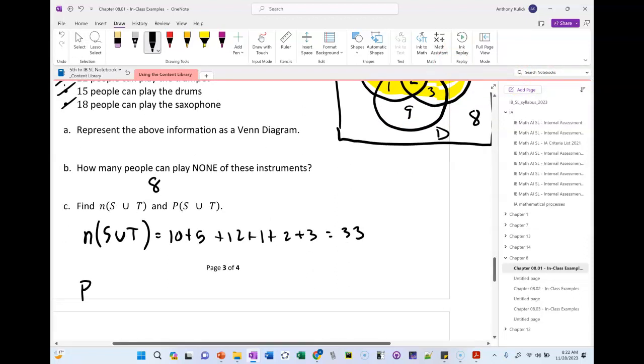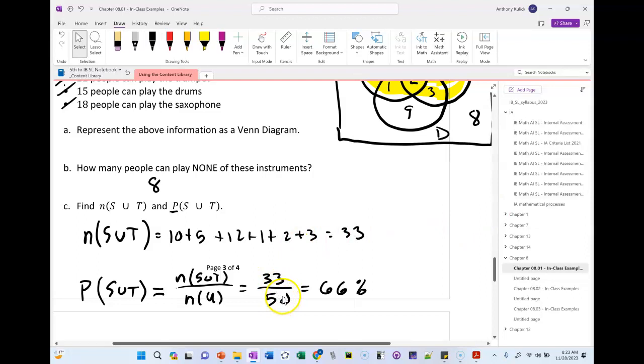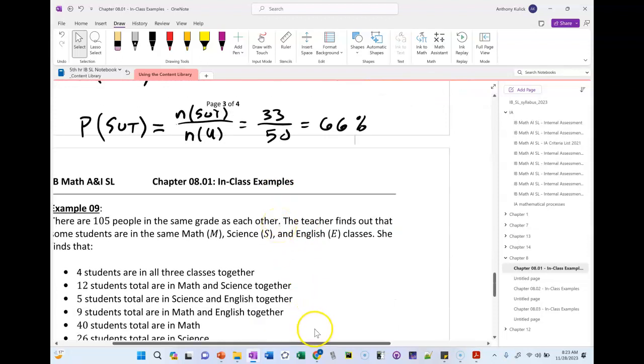And then what's the P here stand for? That's the probability, yes. So what's the probability that you are in that set S union T? Well, that's going to be the number of things in S union T divided by the number of things in the universal. How many things are in S union T? How many things are in the universal? So you'd write that as 33 out of 50. You could write as 66%. You could write as 0.66. Take your pick. All of those answers are fine.